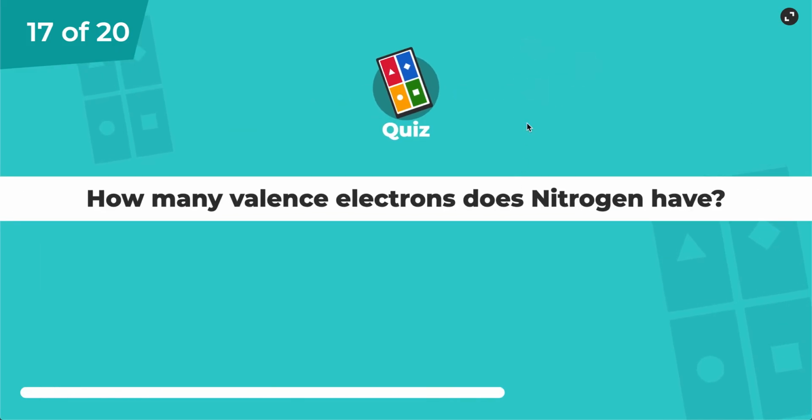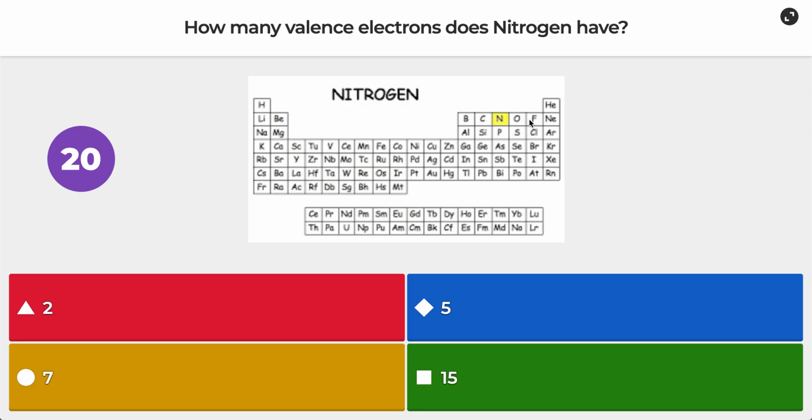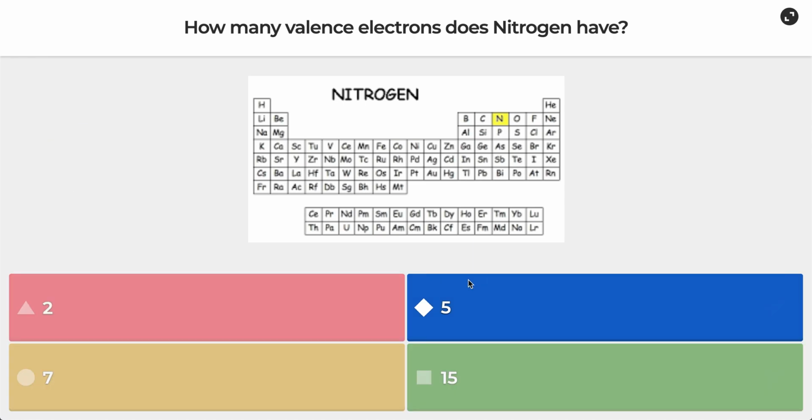How many valence electrons does nitrogen have? So nitrogen is right here, and let's go ahead and figure it out. This first group right here has 1 valence electron. The second group has 2. We skip the transition metals. Third group 3, fourth group 4. Nitrogen's in that 5th group, and so it has 5.